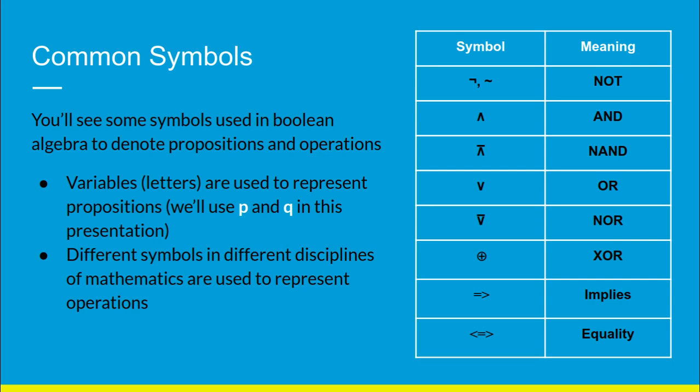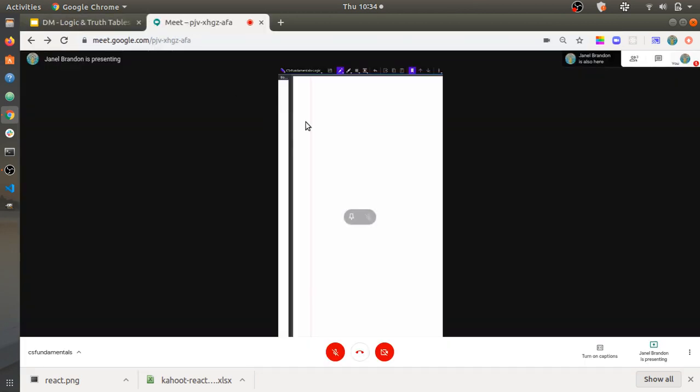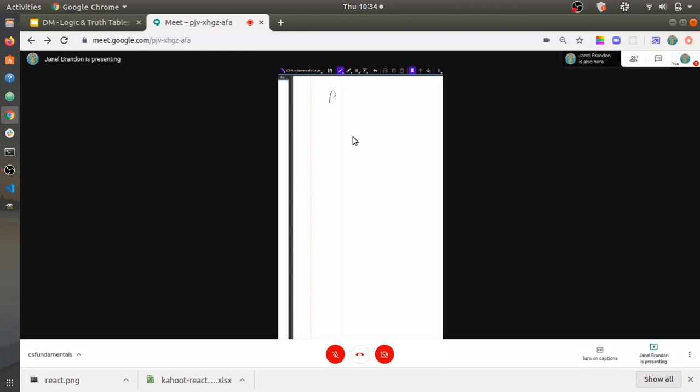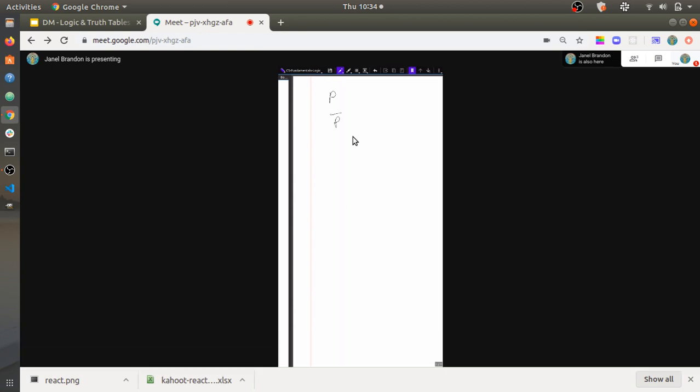Another thing you might see is a line drawn over something. So for example, I might have P and not P, like that, with a line over it. That also can mean not. So for not, I could have it like that, I could have it like this, sometimes it might look like that. So there are a lot of different symbols for not.